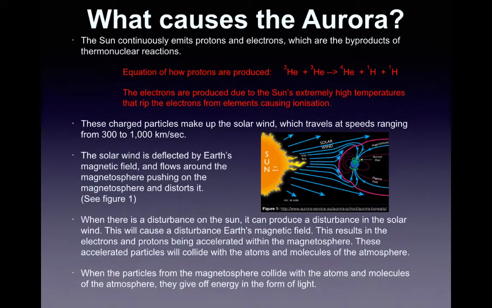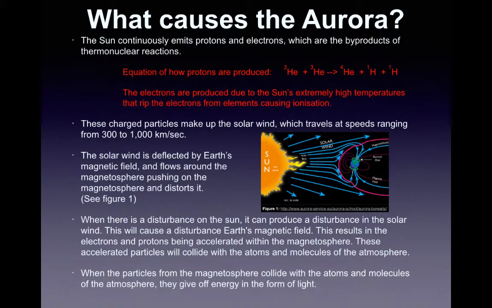The Sun continuously emits protons and electrons, which are the byproducts of thermonuclear reactions occurring inside the Sun. As you can see from the equation, when two helium ions collide, protons are emitted. It's these protons and electrons, which are produced from ionization, that make up the solar wind, which travels away from the Sun through space at speeds of about 1,000,000 miles per hour.